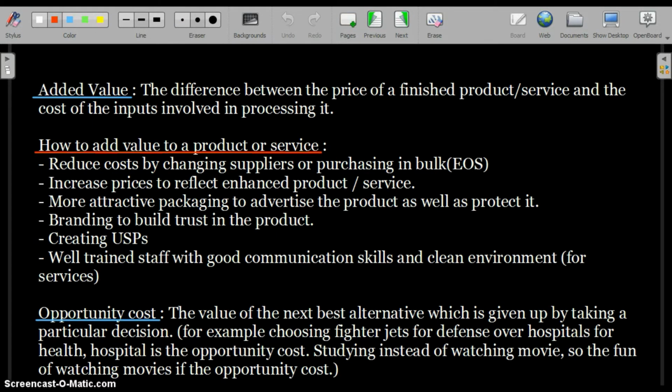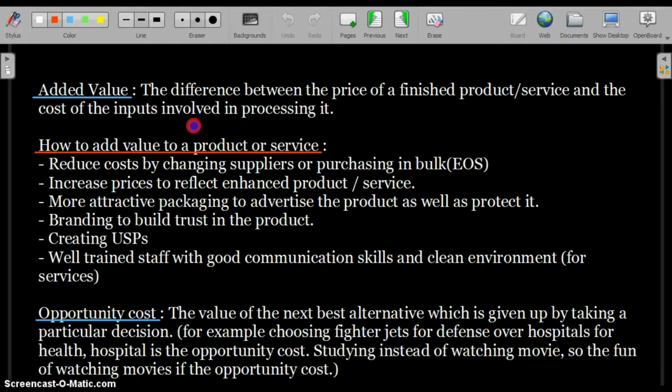Added value. Now what is added value? Added value is the difference between the price of a finished product or service and the cost of the inputs involved in processing it. For example, spoons, let's say. What is the per unit cost of iron ore, and what's the selling price of a set of spoons maybe? The difference between both of these prices will give you the added value. It tells us how much value the business has added to make that final product.